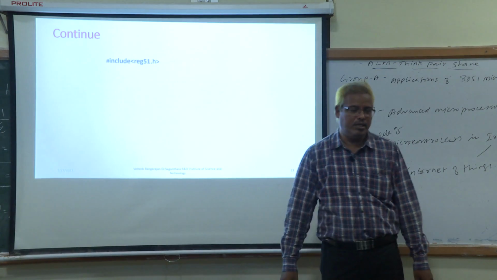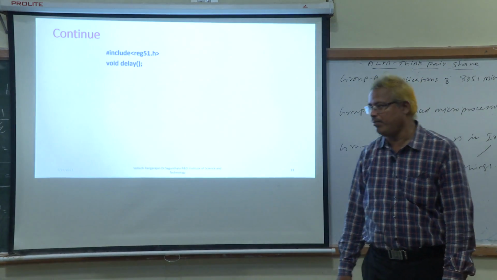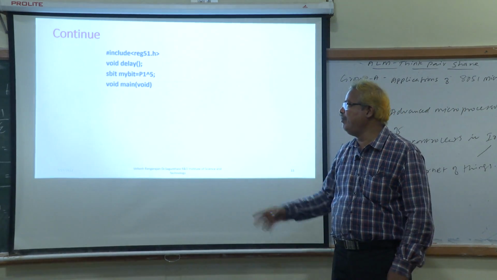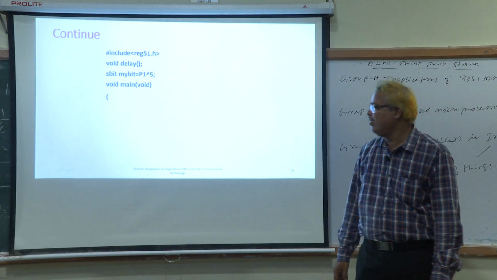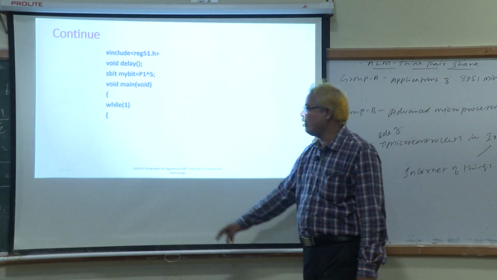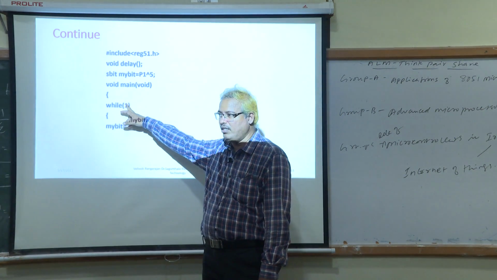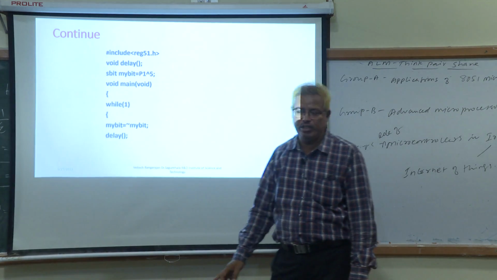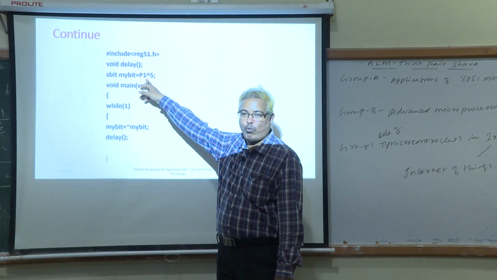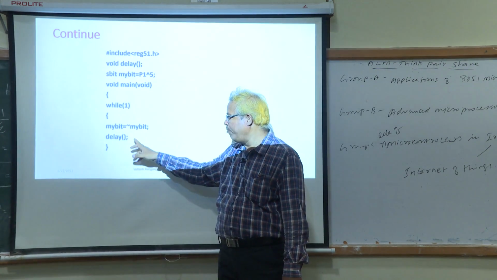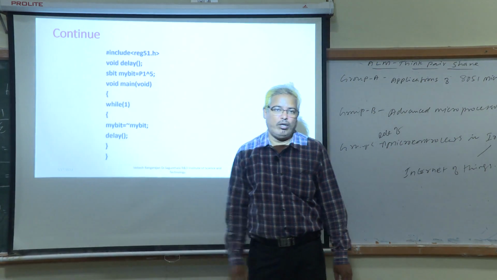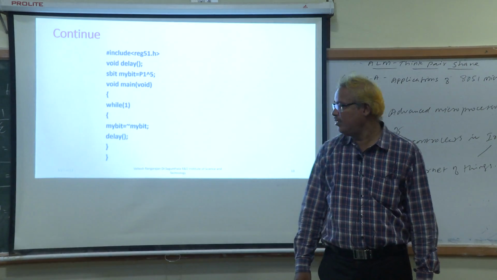Next, we write the program. TMOD will be 0x01; 0x means it is a hexadecimal value. The program starts with including the register file, then sbit declares port 1.5, void main void, and then TMOD, while 1. It is like a for loop with two semicolons; it will execute forever. This while loop will also execute forever. So my byte, which is port 1.5, is equal to not of my byte, that is, it is toggling. Then delay.